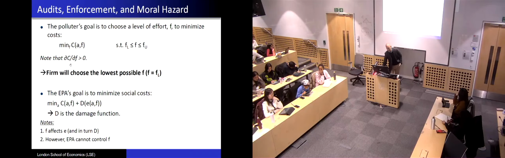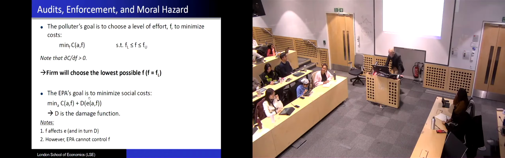And note that F is costly, so the cost is going up in effort. That's what I'm trying to say here. So what will the firm do? Well, they will choose the lowest possible F that they can, because they're just trying to minimize the cost. Again, I'm assuming the worst about firms. They're always going to do the minimum in order to maximize their profit, which I'm not sure is actually a bad assumption to make.